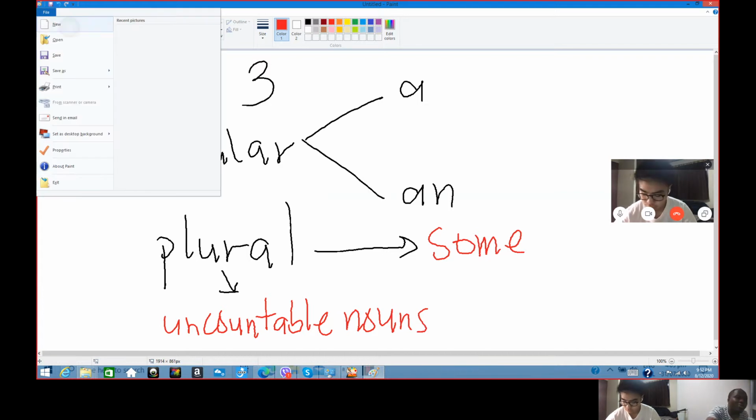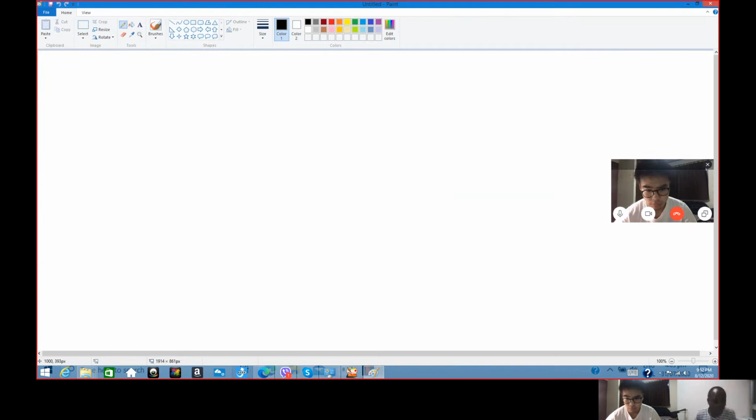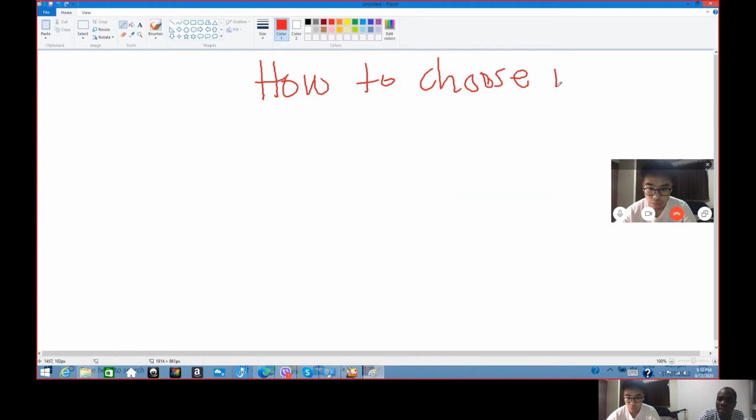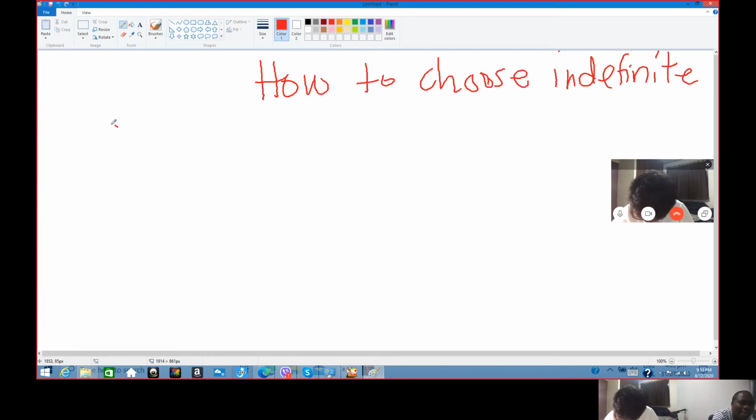Today we cannot do the second one. We'll do only the indefinite article so that we can take our time. Next, we want to know how to choose indefinite articles. Many people make English mistakes along with this, even many English teachers. How to choose indefinite article?